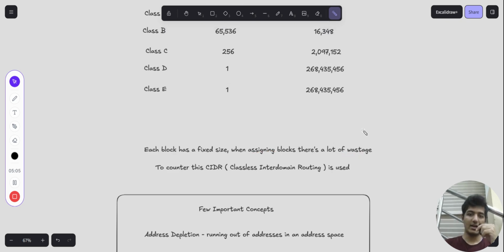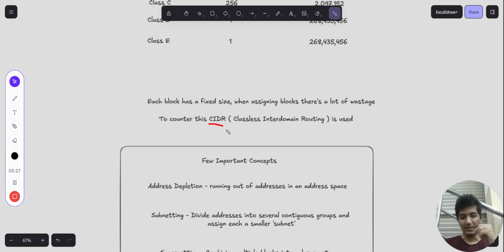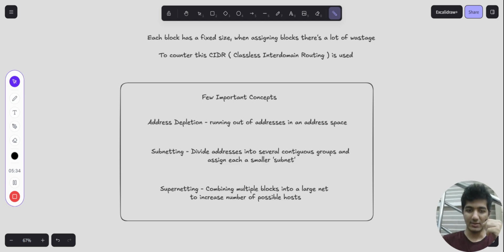So let's say I have some organization and I assign them one block of class C. They have 256 IP addresses that they can use, but they only use 70. In other words, 180 IP addresses are wasted here. These IP addresses could be shared with someone else. So to counter this limitation, we now use CIDR, classless inter-domain routing. Now before we continue with CIDR, a few important concepts on address depletion.